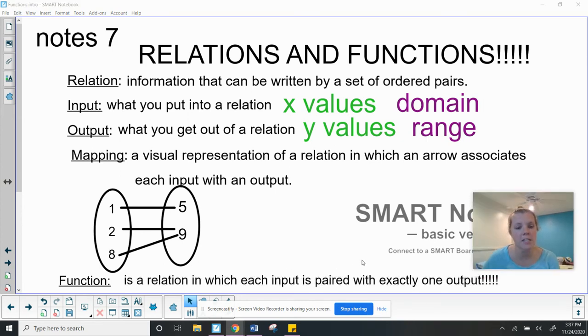A function is a special relation. It's a type of relation in which each input goes to only one output. So this is a very specific definition: a function is a relation in which each input goes to just one output. So I need you to be comfortable and familiar with these vocabulary words, please. Make sure you have them written down.